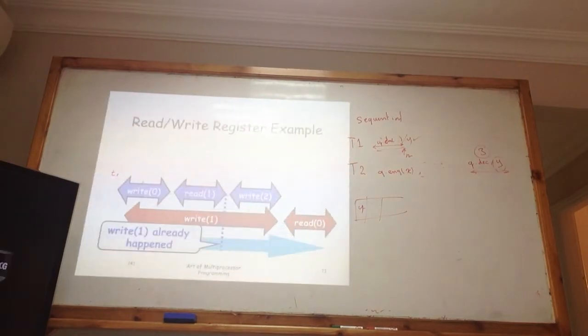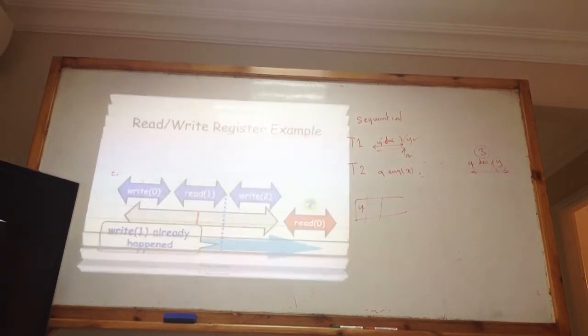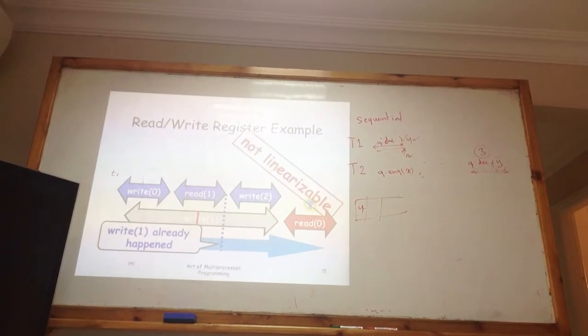So actually what happened here is you can see write 1 already happened here. Because it has to happen here, it can't be here. Okay.